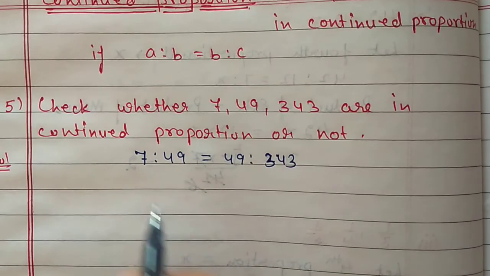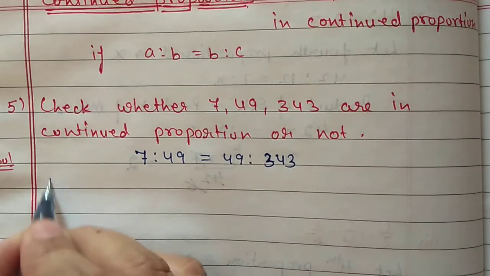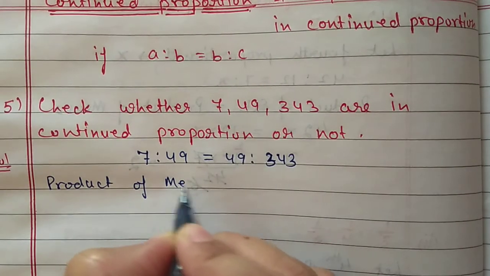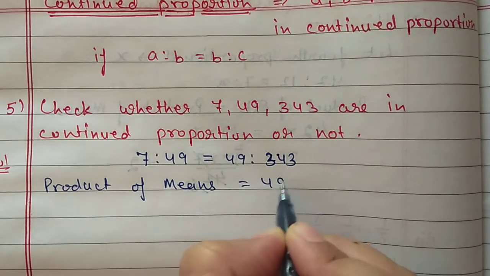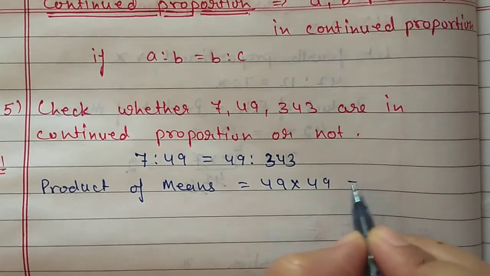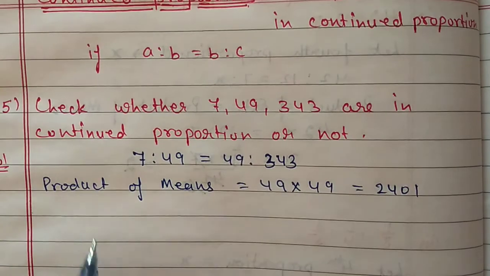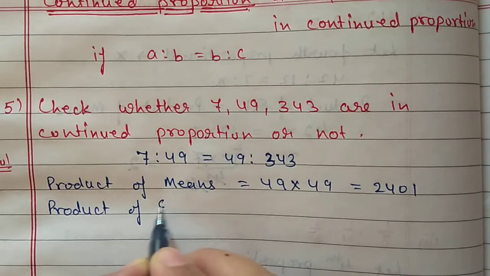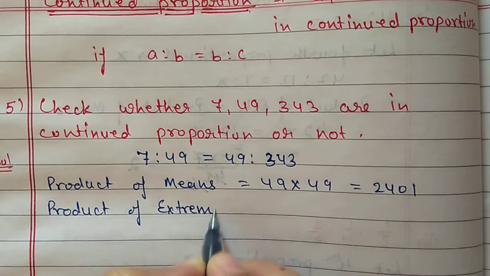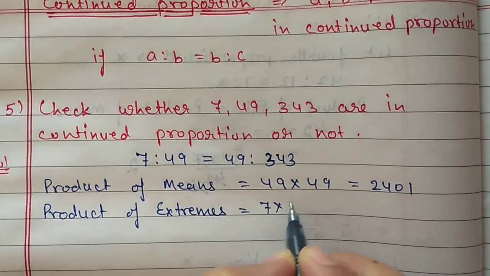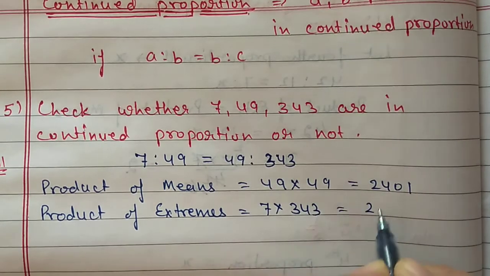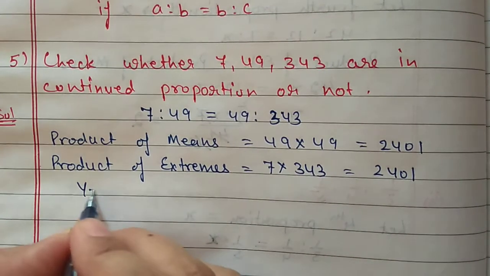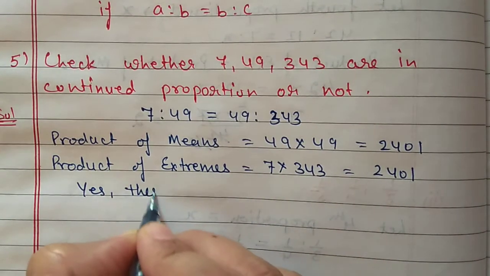Then we will check product of means and product of extremes. Product of means, 49 into 49. After multiplication you will get 2401. And product of extremes, 7 into 343, and again after multiplication you will get 2401. It means yes, these numbers are in continued proportion.